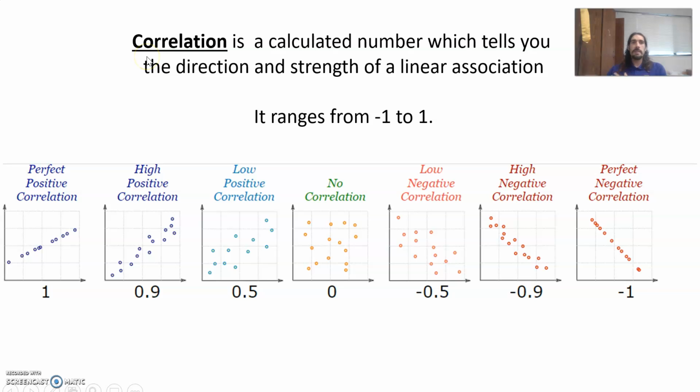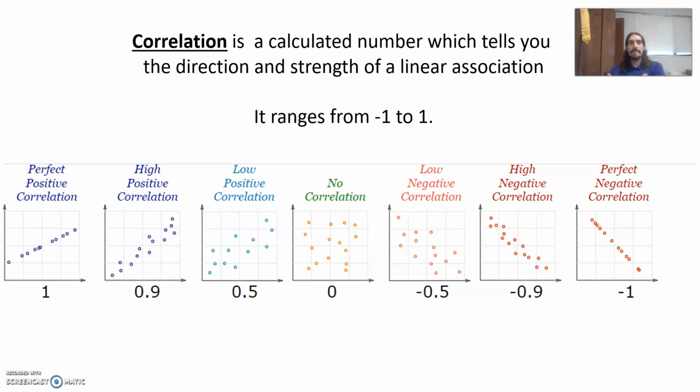Finally, we will be starting to develop this idea of correlation, and correlation is specifically a calculated number which tells you the direction and strength of a linear association. And this is a key idea I need you to remember. Correlation only works for lines. It will not work for nonlinear associations. We have to use a different metric for that. So if you ever see correlation, you know your data is linear.